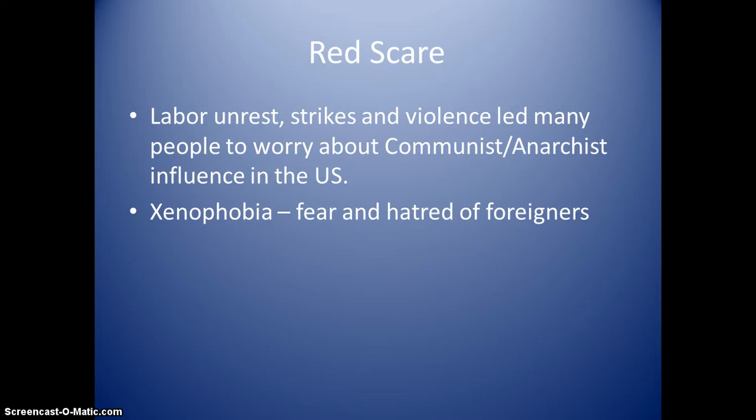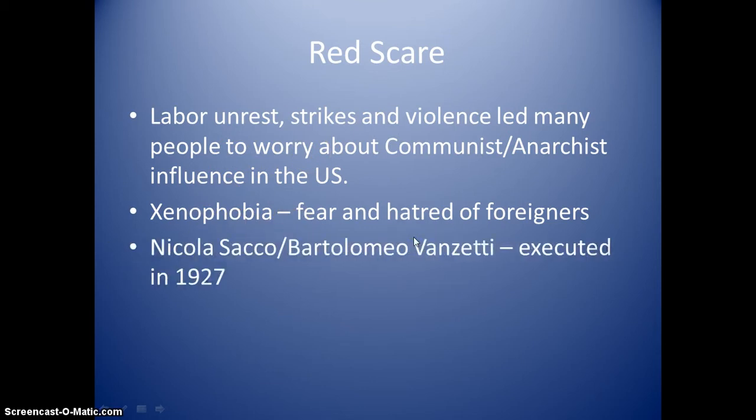And part of this fear is due to some immigration that's going on. At the same time that these strikes are going on, there is an influx of immigrants from Eastern Europe, and some of the countries, especially Russia, were communist, and people here in the United States were basically out of ignorance afraid and did not like foreigners because they thought they were communists or anarchists, and they were coming here to start these strikes and to start problems and to cause massive change in the United States. So there's a lot of xenophobia, a lot of fear and hatred of foreigners.